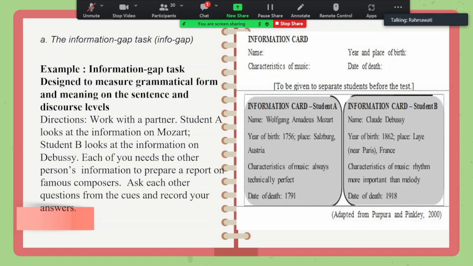This task can also be scored for task fulfillment. The response should be audio taped and scored using a rating scale rubric specifically designed to assess the morphosyntactic and interactional forms and meanings. Information gap task designed to measure grammatical form and meaning on the sentence and discourse levels.